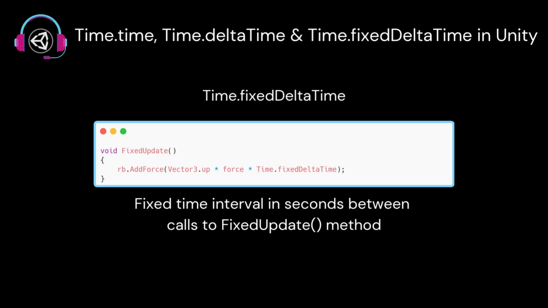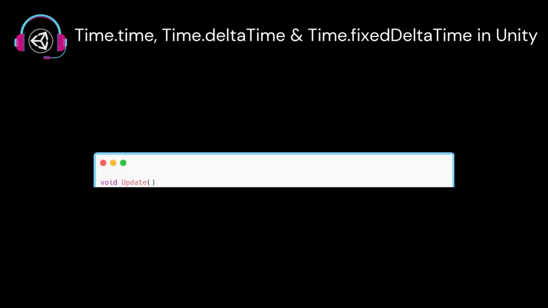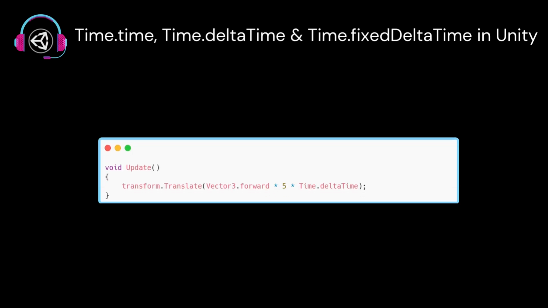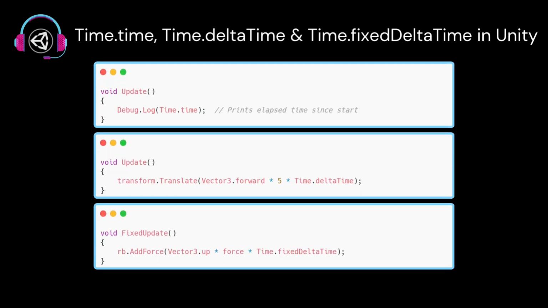Time.fixedDeltaTime represents the fixed time interval in seconds between calls to the FixedUpdate method. This value is constant and does not depend on the frame rate. It can be configured in the project settings. Its default value is 0.02 seconds, meaning 50 physics updates per second. Physics should be consistent regardless of the frame rate, so Unity uses the fixed delta time for FixedUpdate rather than delta time. In short, Time.time is the total time since the game started, Time.deltaTime is the time since the last frame, and Time.fixedDeltaTime is the time between two physics updates. Mastering these three helps keep your gameplay smooth, consistent and perfectly timed. Let's move to the next question.